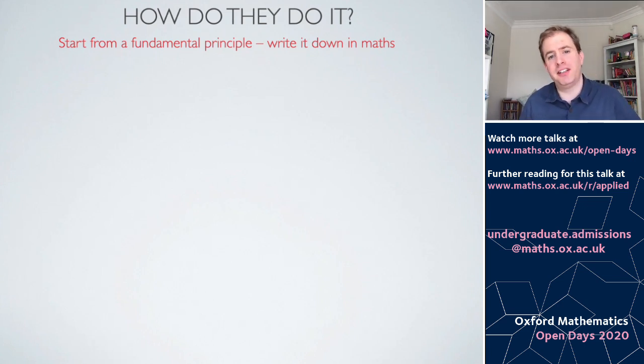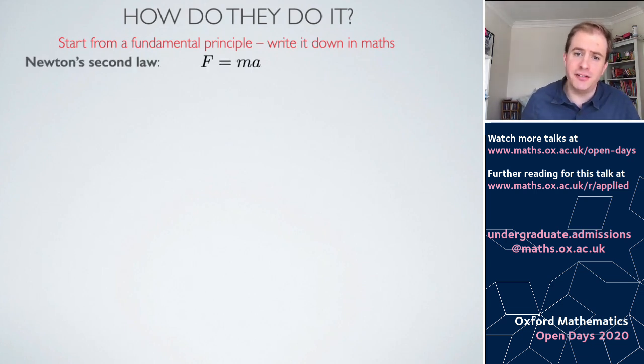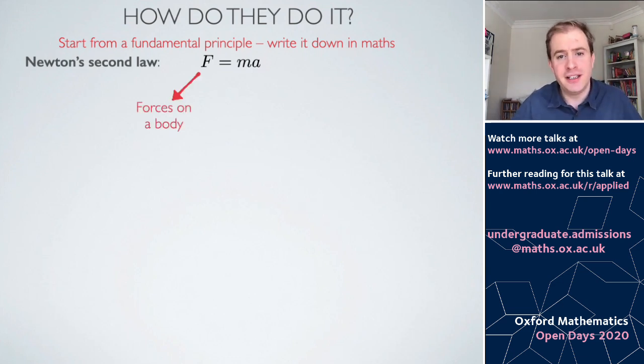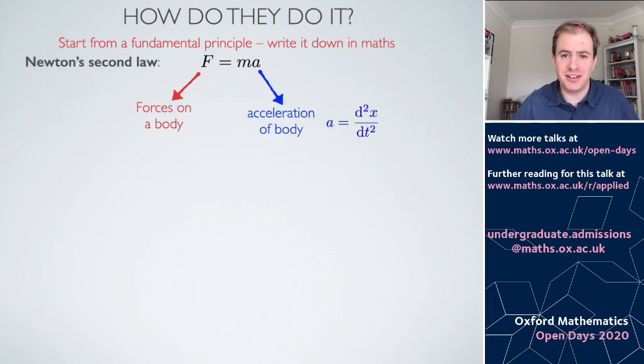And perhaps the best example of one of those principles that I think many of you would have seen at school is Newton's second law. So you may have heard of it as F equals ma. That means that the force on a body, F, is equal to the mass of that body times its acceleration, a. And if you've seen a little bit of calculus, then you might know that the acceleration of a body is the second derivative of its position with time, or the rate of change of its velocity.